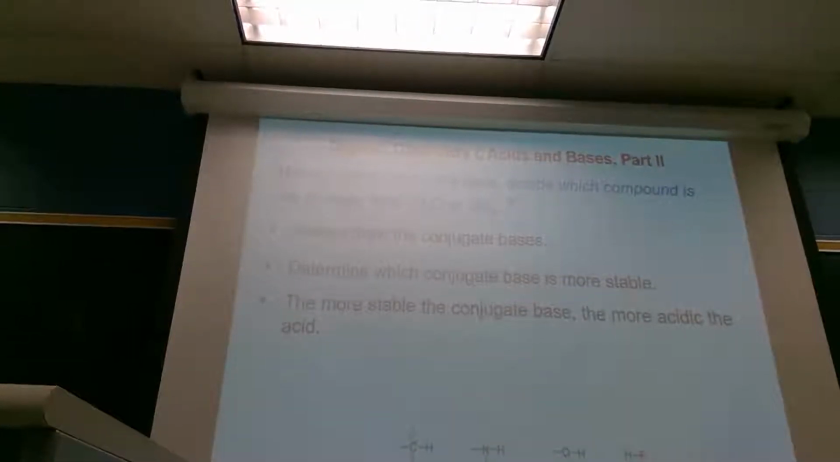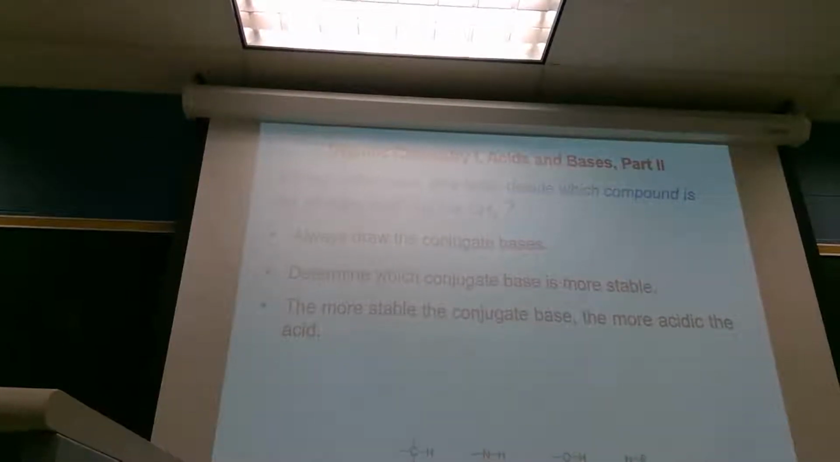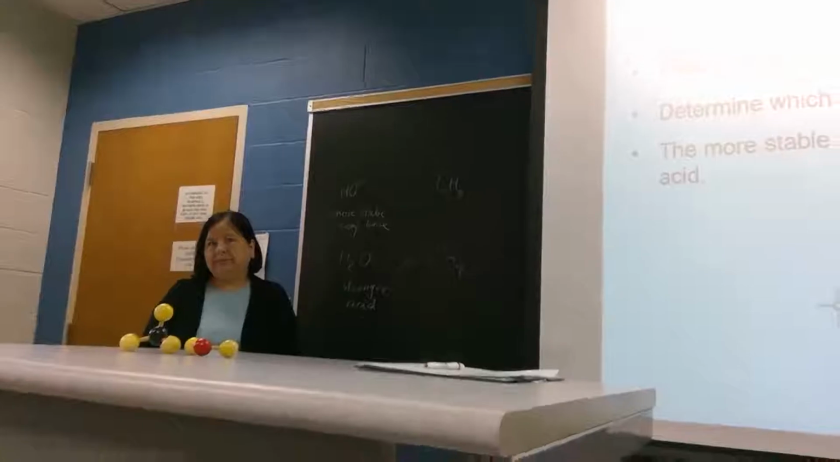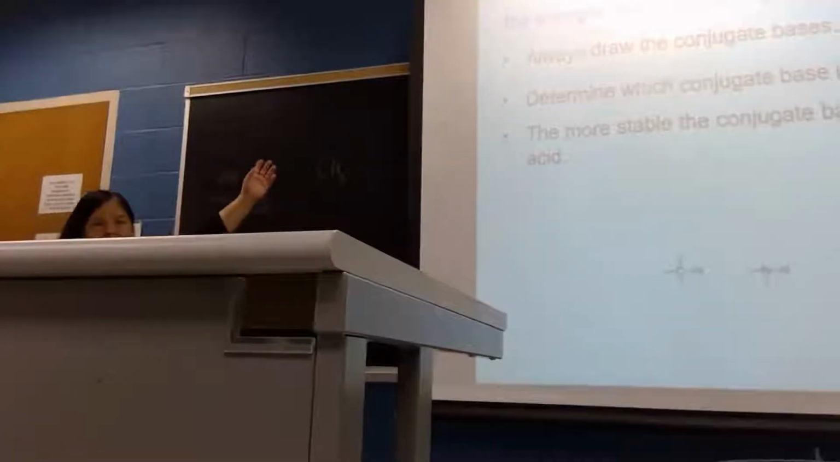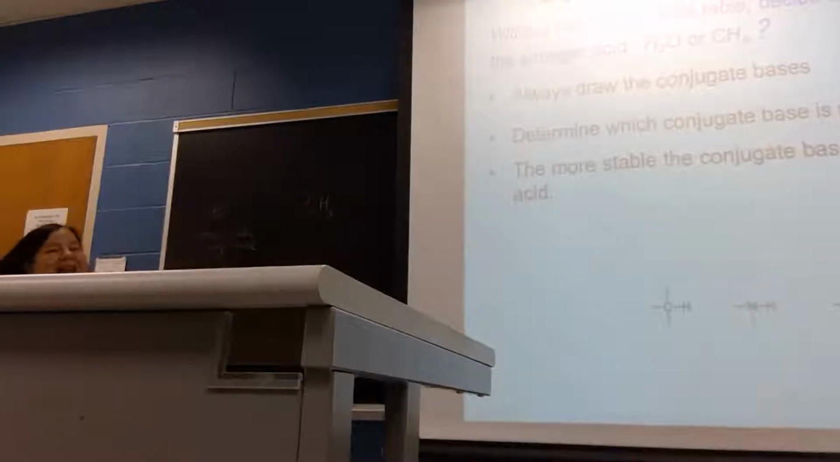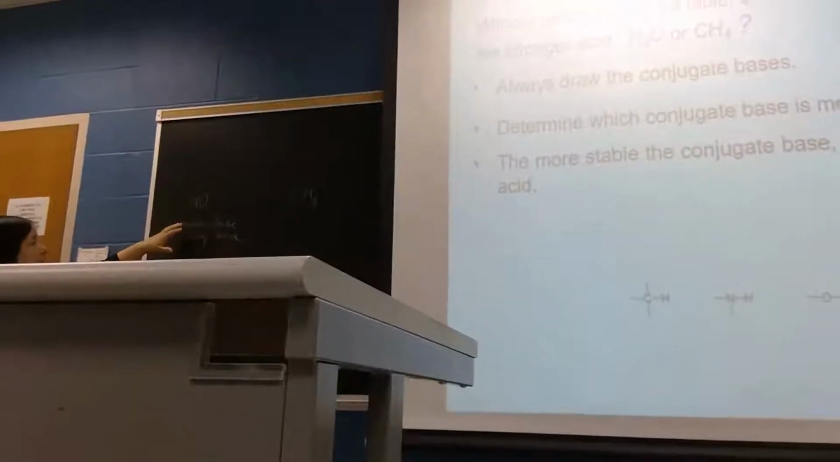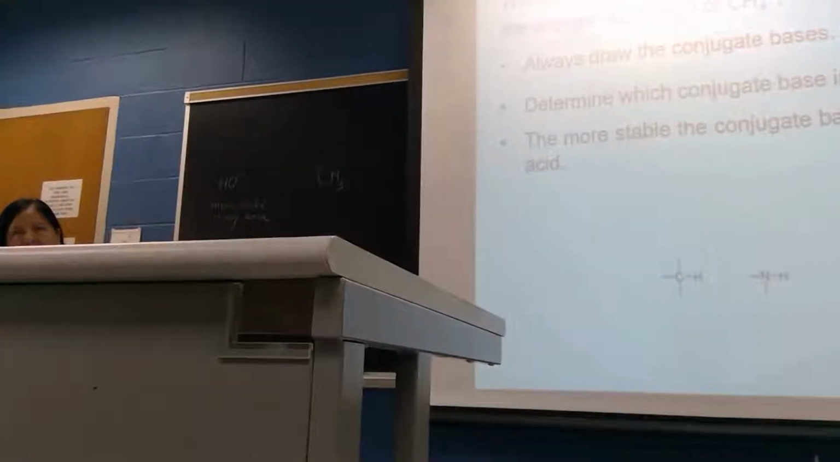So water is stronger than methane. The most stable conjugate base is the weaker base. If I ask you which of these two is the stronger base? Negative charge on carbon. This is the stronger base. The most stable is not ready to react. It's stable, so it will not react. The most stable base is the weaker base. Weaker base, stronger acid.